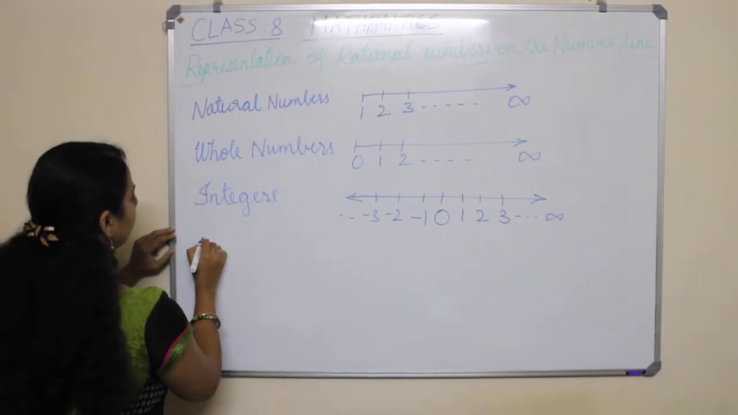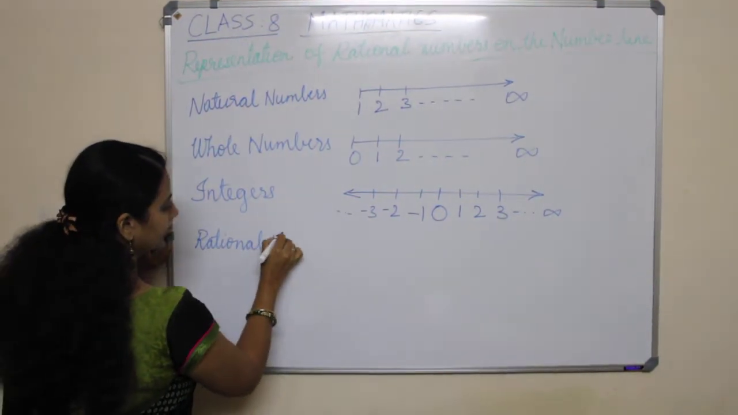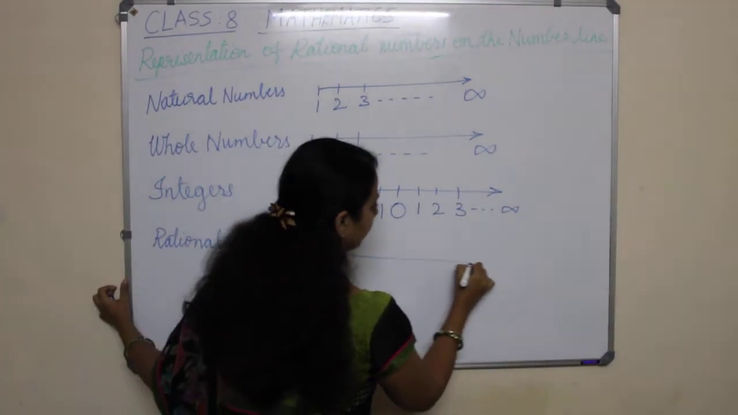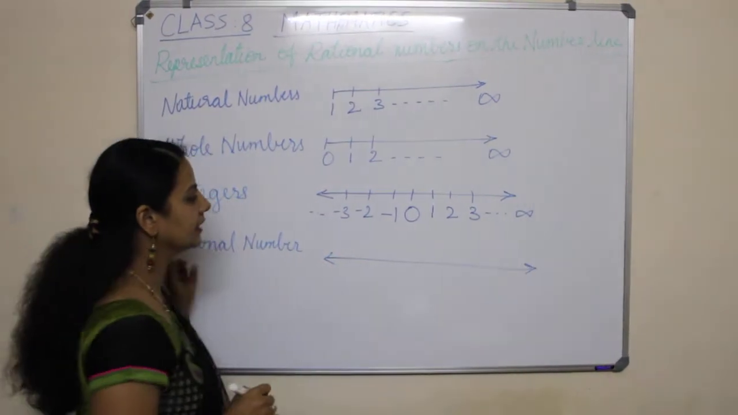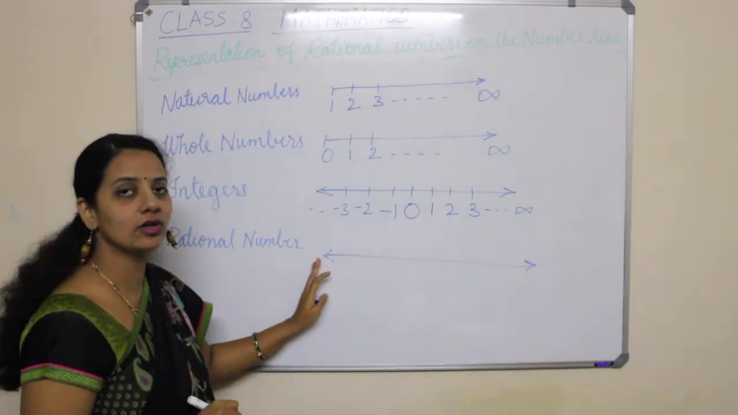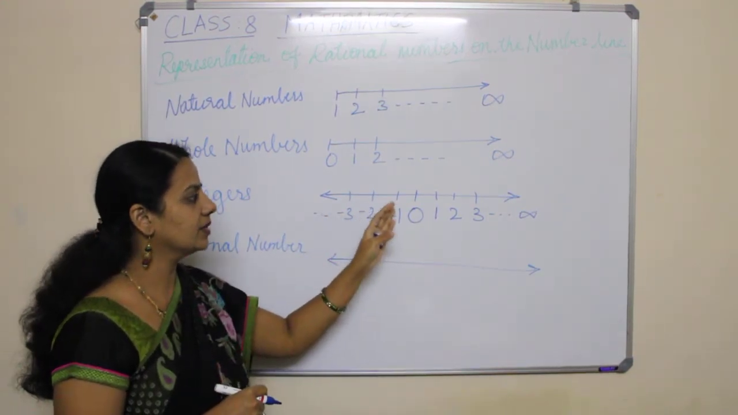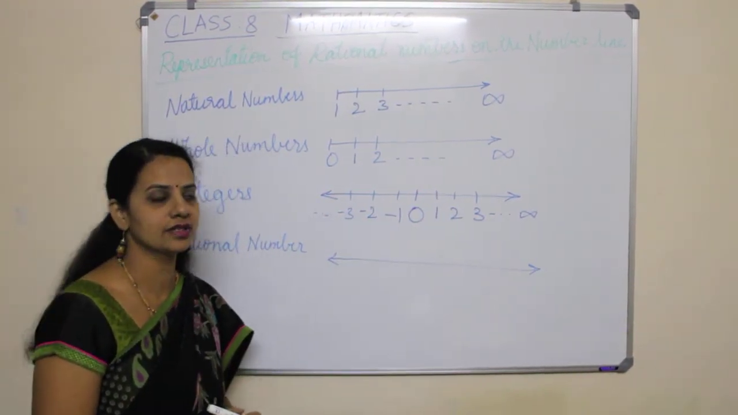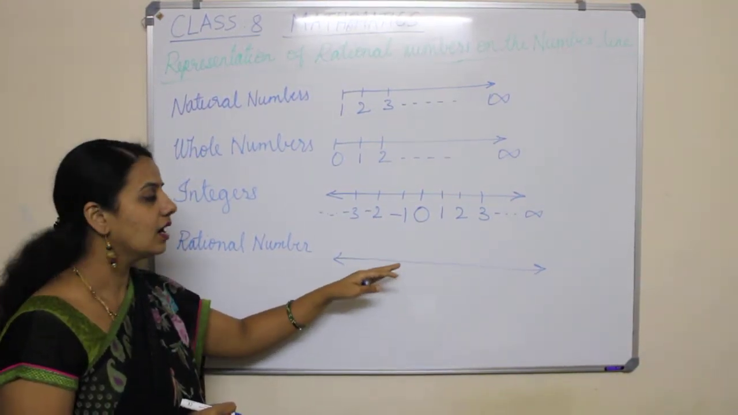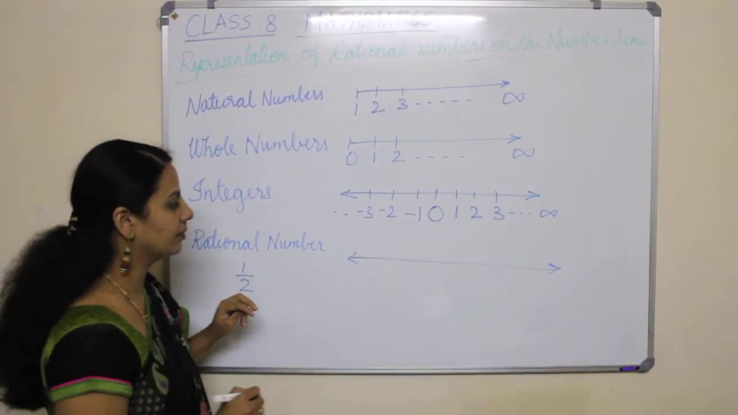Now coming to rational numbers. How do we represent rational numbers on a number line? Can we represent them the same way as this? So let us see. Here for rational numbers also you have an arrow mark on both sides because it extends both sides. Rational numbers include negative numbers, 0, positive numbers as well as fractions. So you know how to represent whole numbers and integers on a number line. But how do we represent a fraction? Say for example half. How do you represent that?